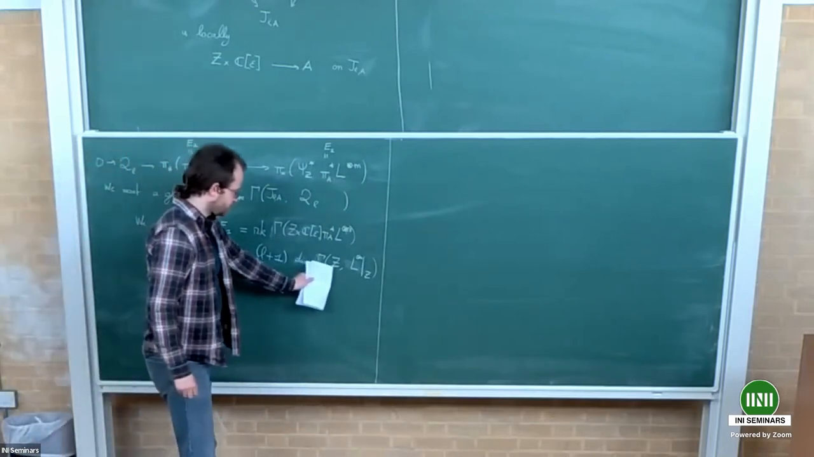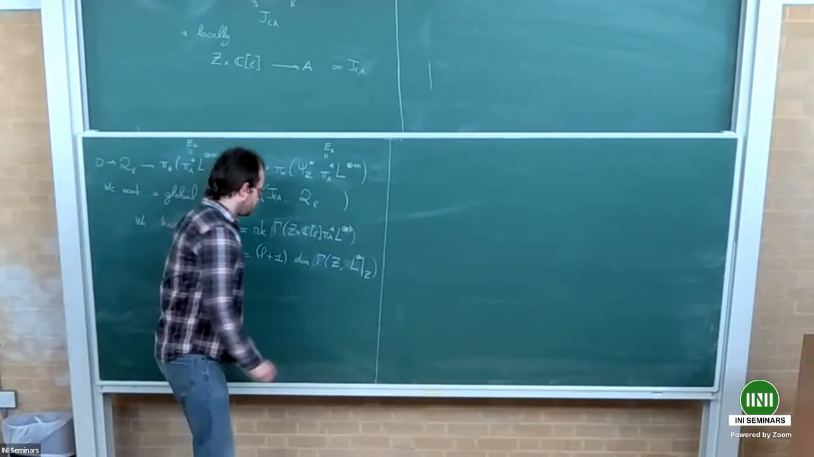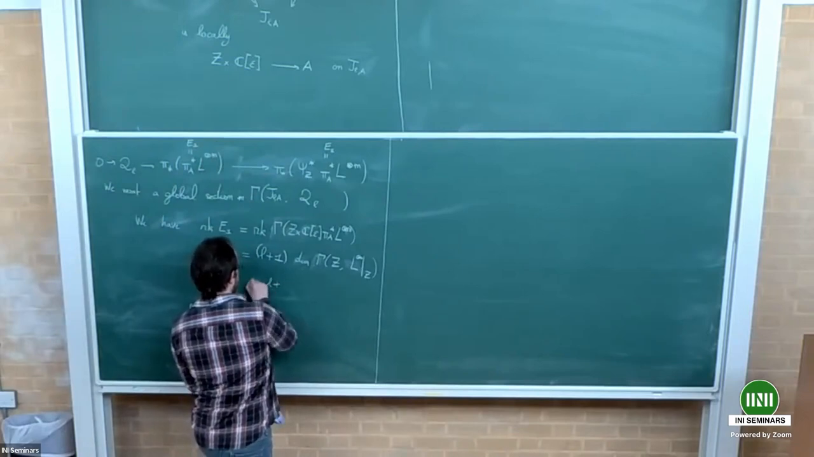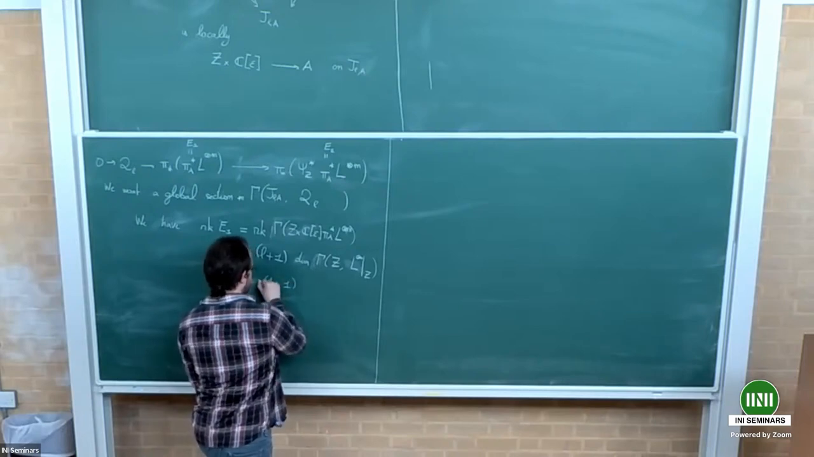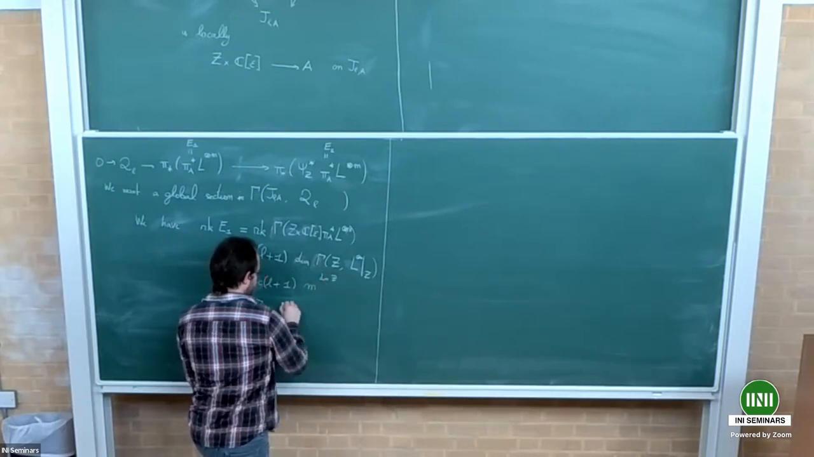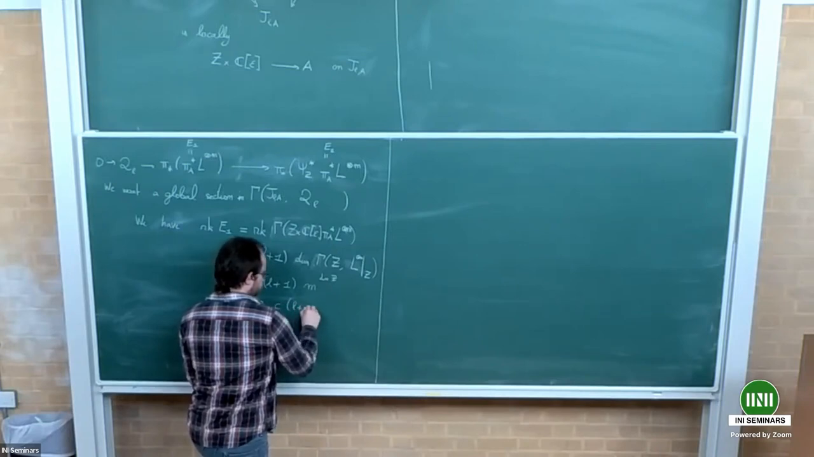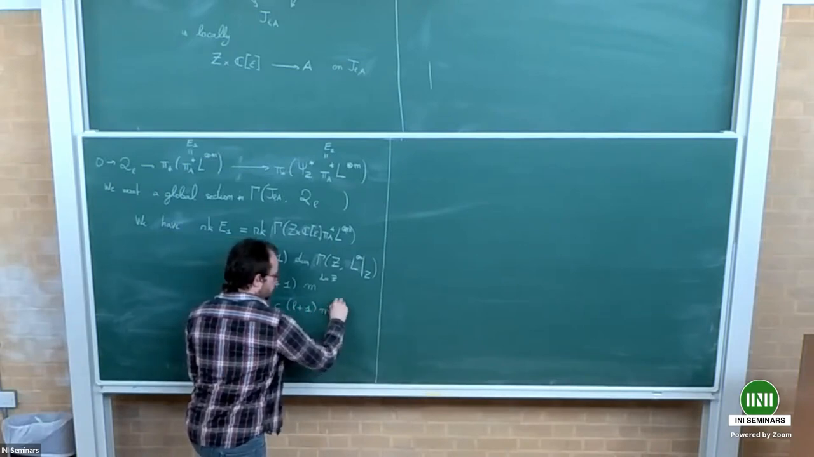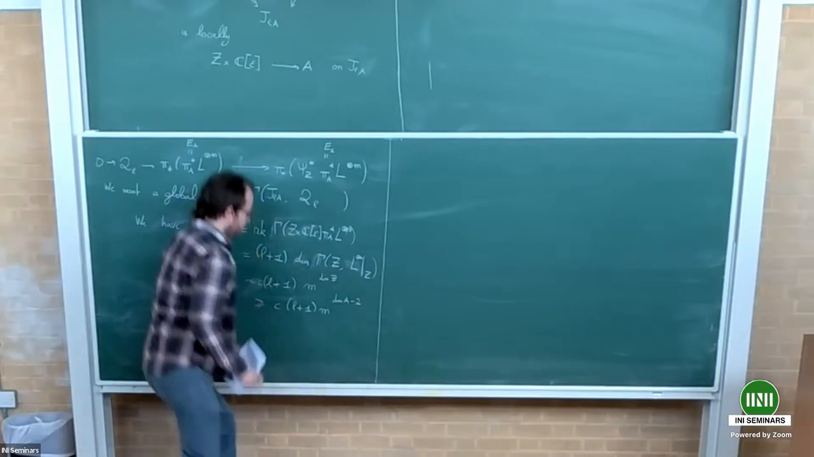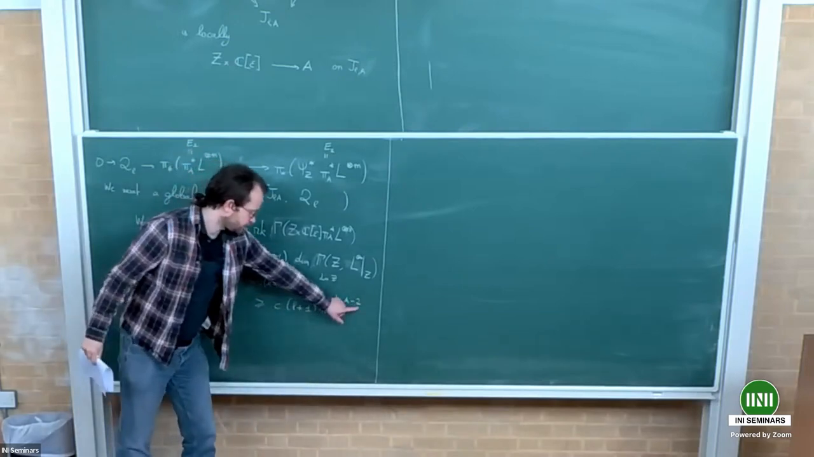And this, since Z is of codimension higher than 2, maybe let me write that way, this is something like a constant times M to the power dimension of Z. So it grows at least as M to the power dimension of A minus 2.